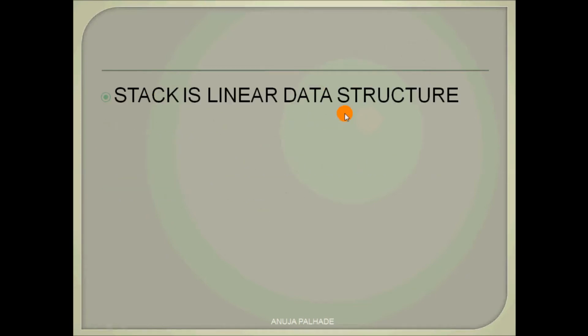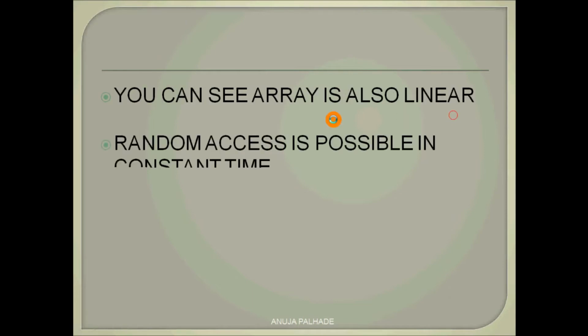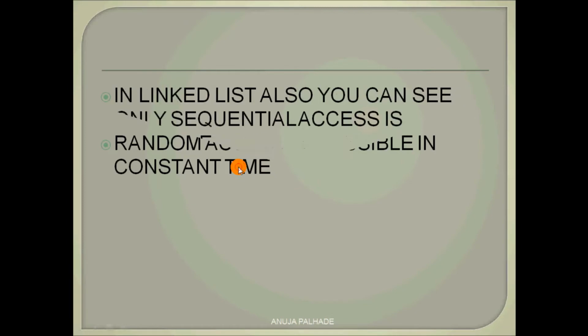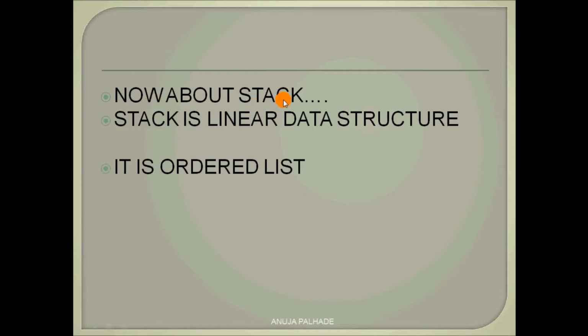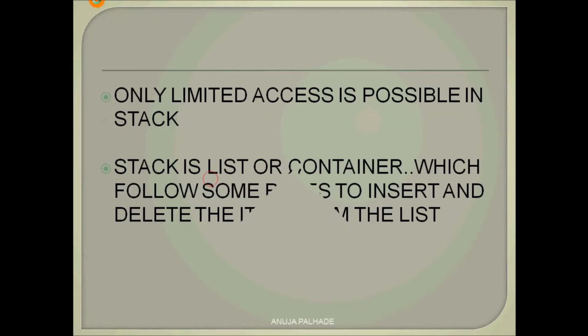So stack is a linear data structure. Array is also linear, but random access is possible in constant time for the array. In a linked list, only sequential access is possible. Now, what about stack? Stack is a linear data structure, or you can say it is an ordered list, but only limited access is possible in a stack.